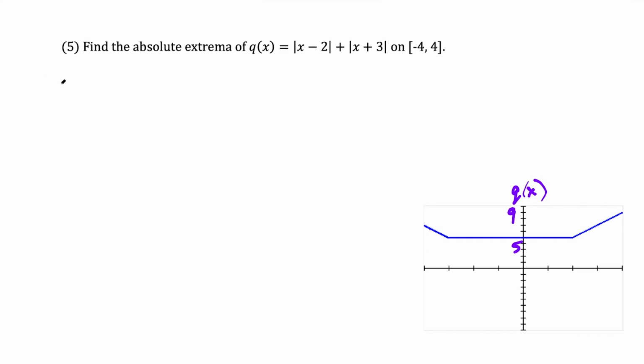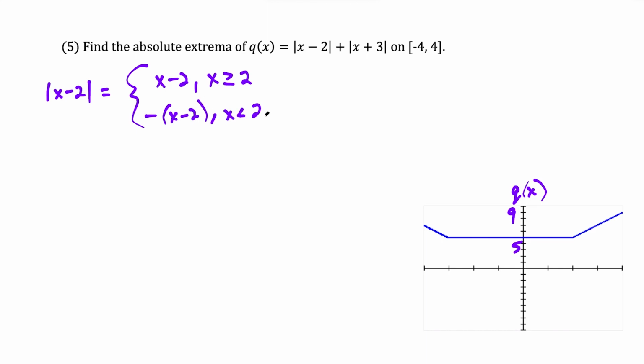So to do this without a calculator, we have to look at absolute value x minus 2 and absolute value x plus 3 independently of each other first. So if we look at this function here, this is going to be the function x minus 2 when x is greater than or equal to 2, and it's going to be negative x minus 2 when x is less than 2. And the way I know this is I'm just thinking about what does this graph look like if I were to graph absolute value x minus 2.